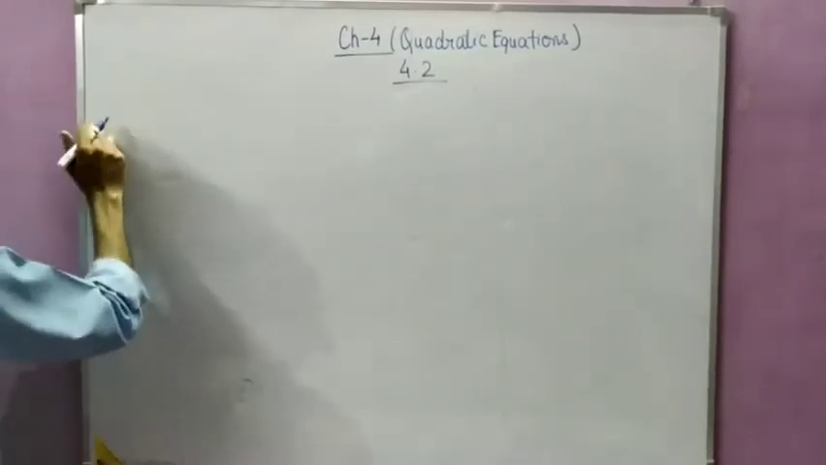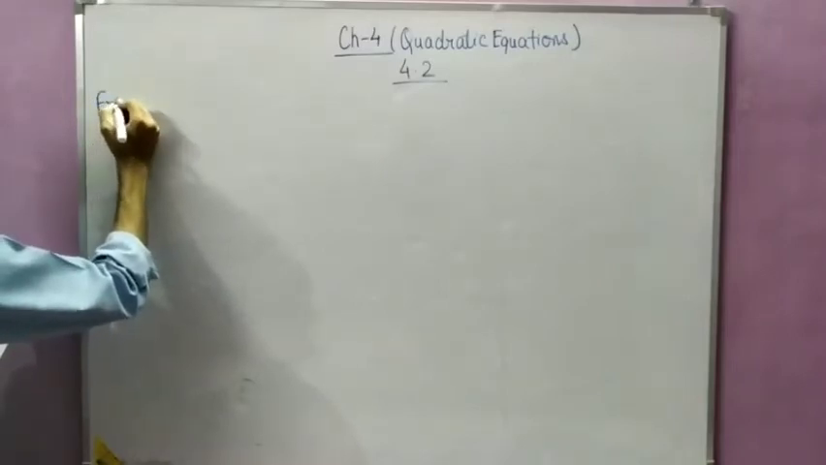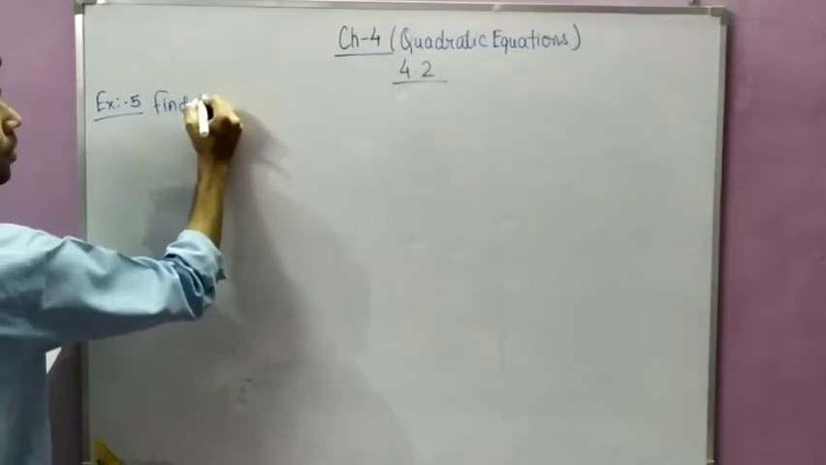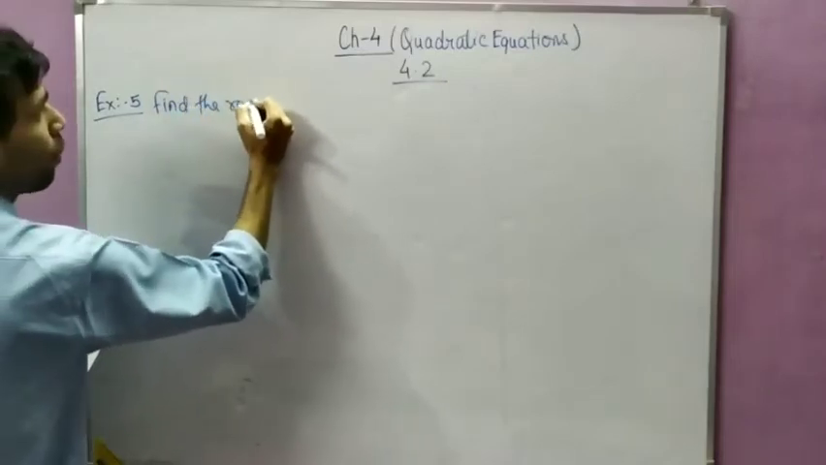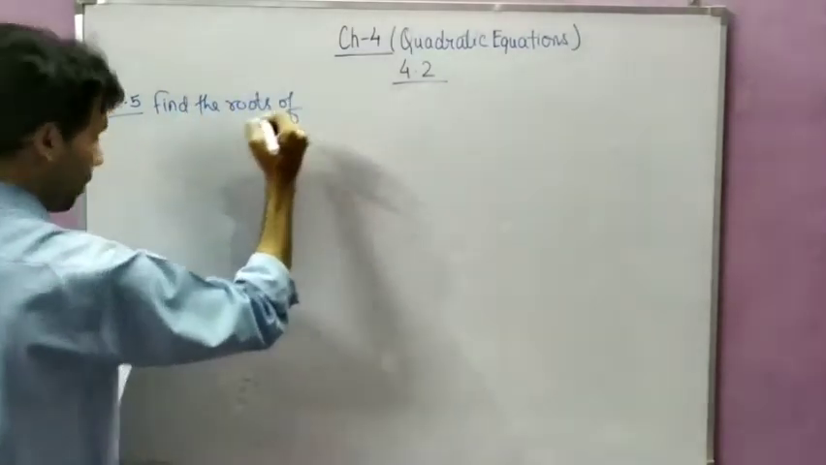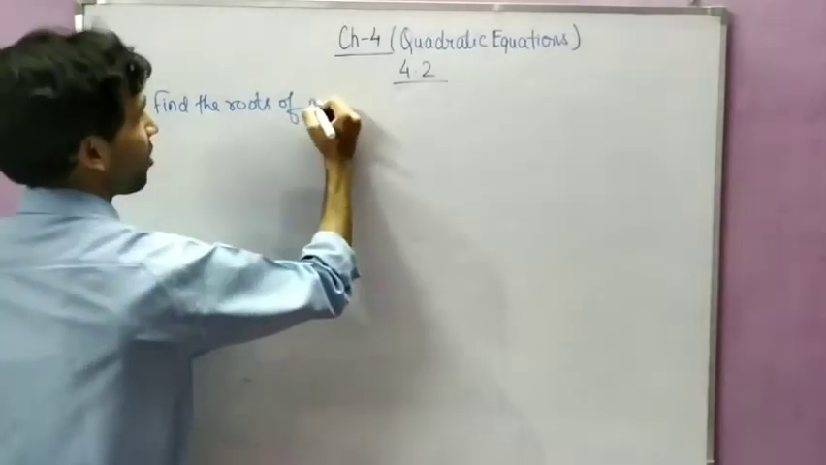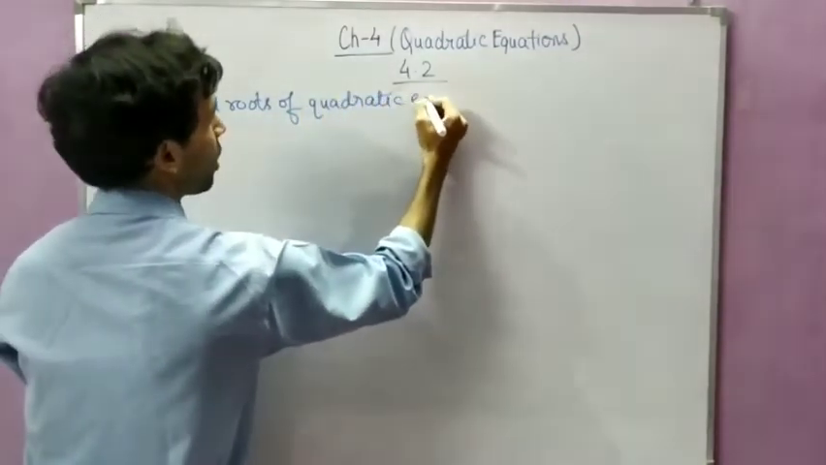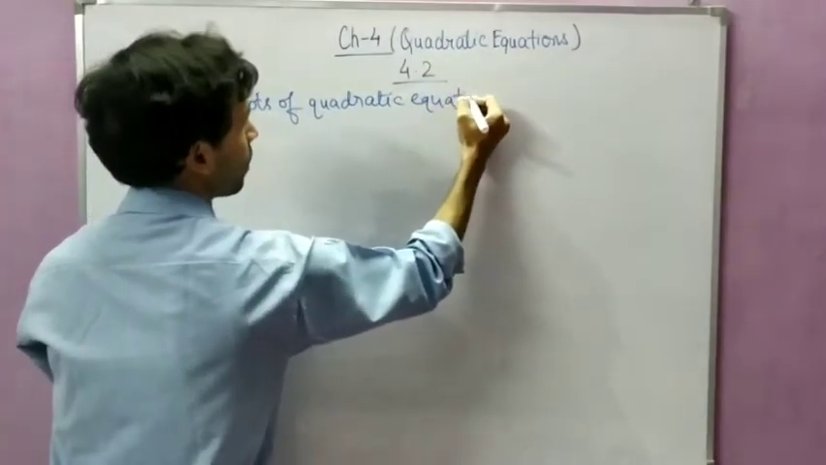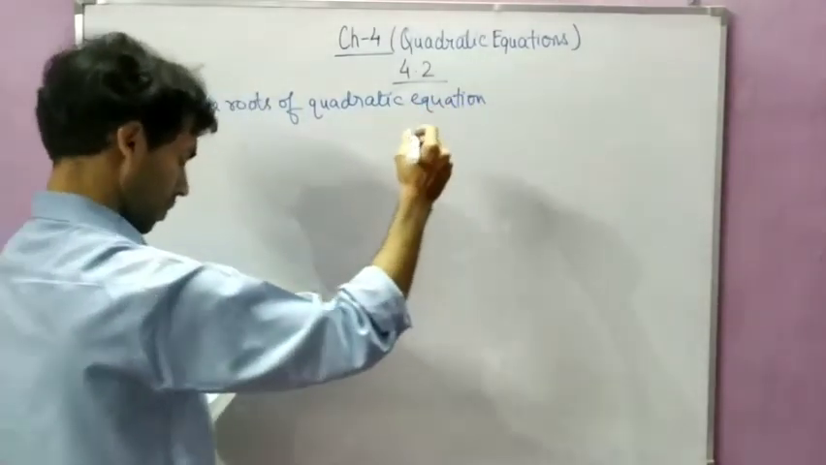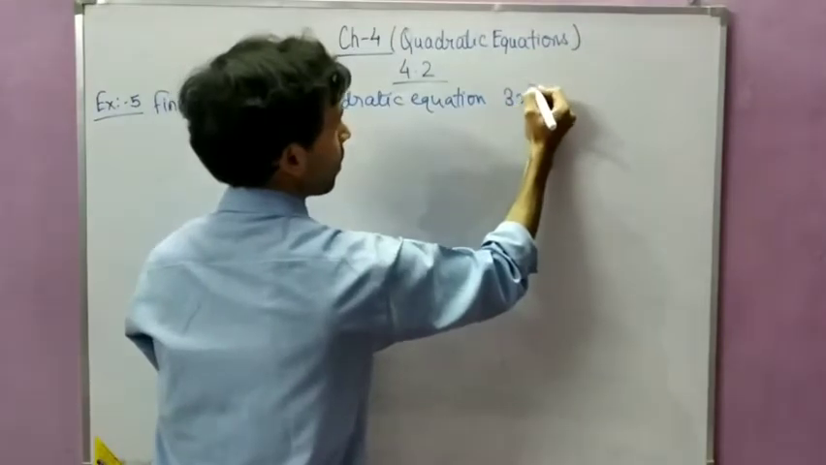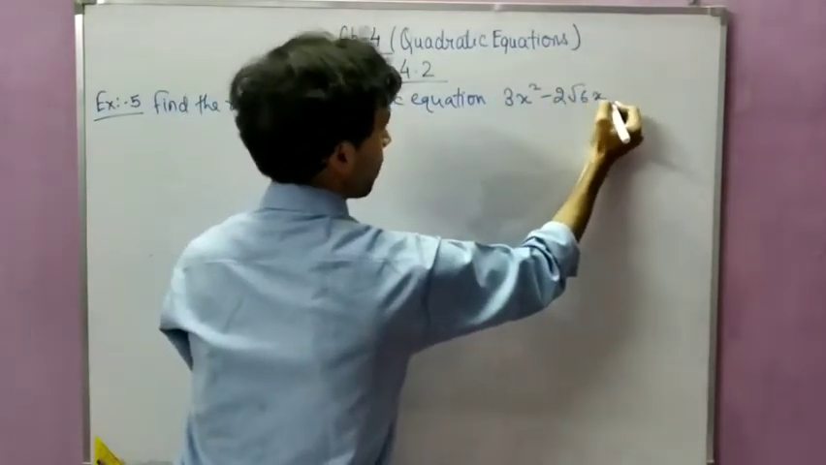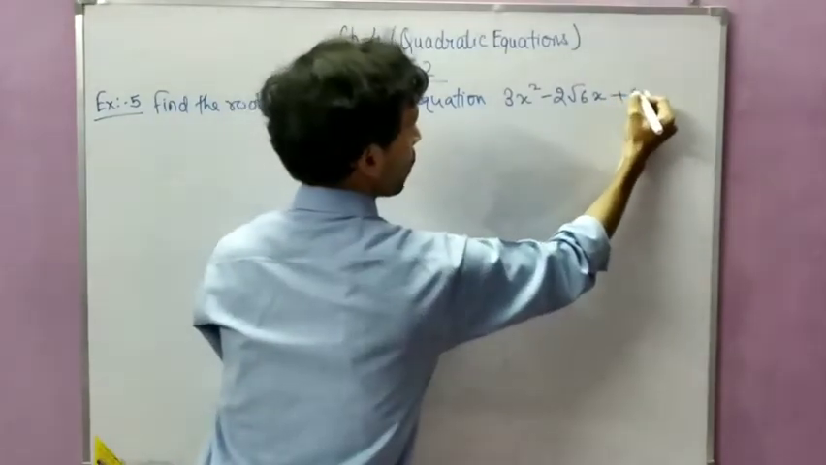example number 5. It is example number 5 of your NCERT book. Find the roots of the quadratic equation 3x square minus 2 root 6x plus 2 equal to 0.